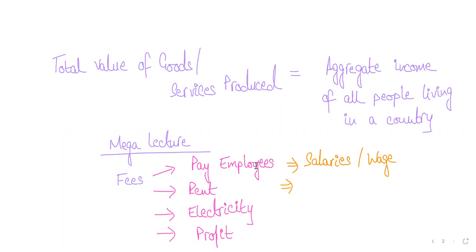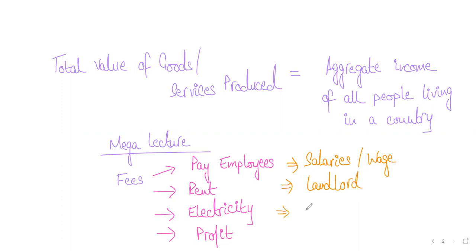Rent becomes income for whom? Exactly. It becomes income for the landlord, right? The person who owns the building, the landlord, the person who owns the building where we have rented our premises for office. Do you agree with me?